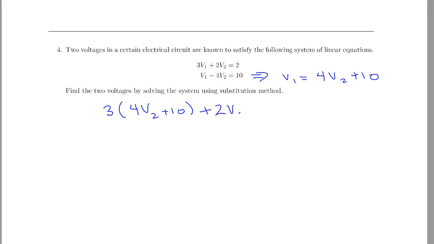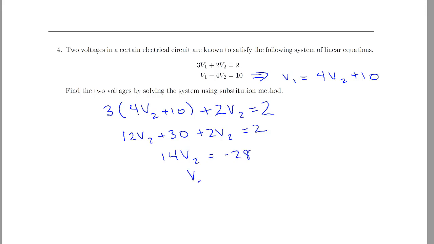plus 2V2 equals 2. And then distribute and solve. So I have 12V2 plus 30 plus 2V2 equals 2. 14V2 equals, I'm subtracting 30 from both sides, so I get negative 28, which means V2 is equal to negative 2.